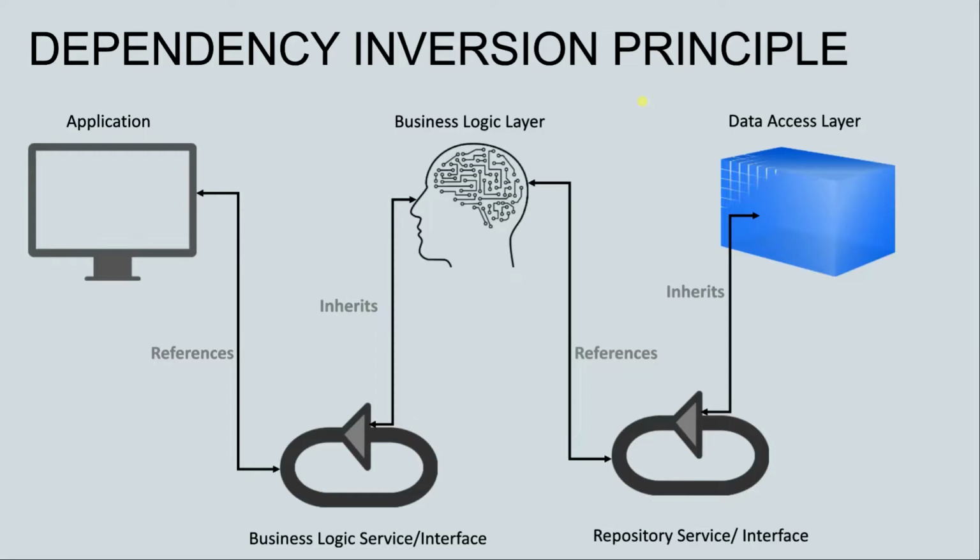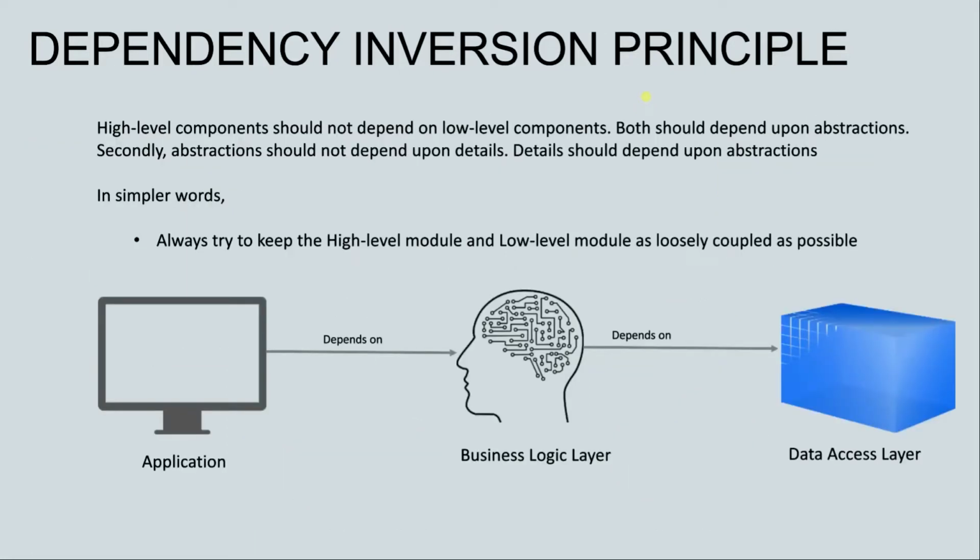So how can we do that? We should have an interface, otherwise called an abstraction, playing an intermediate or mediation role between the application layer and the business logic layer. Similarly, there should be some other interface or abstraction playing the mediation role between the business logic layer and the data access layer. This is how we should design a program, and thus we can achieve loose coupling. So let's see how we can achieve this using our code.